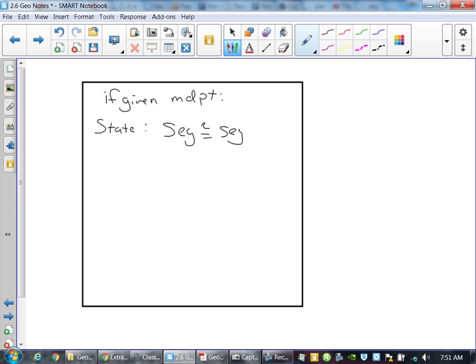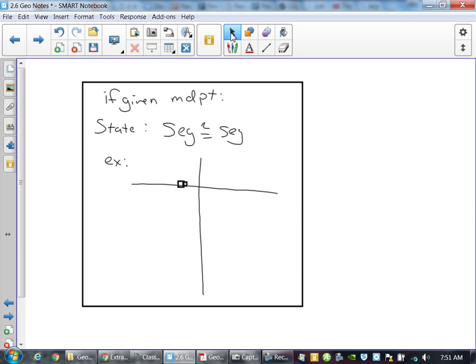So if I'm given a midpoint, well, what do I say? I say that some segment is equal to, or congruent to, some other segment. So here's what it would look like in terms of an example. A lot of times in my progression sheet, since I'm trying to make sure I have a little bit of space, I'm going to do an example of what it would look like in a proof, of how it would be written out.